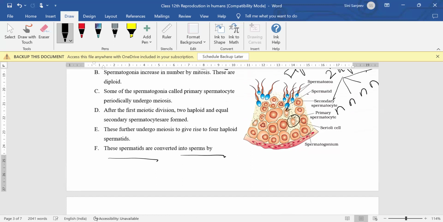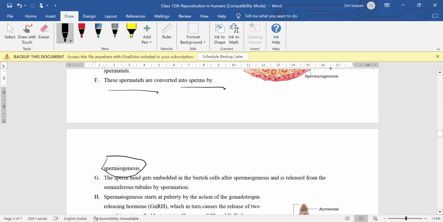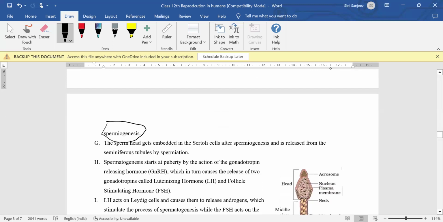So whenever the spermatids or spermatozoa are being formed, they will embed into the Sertoli cells. After the spermiogenesis process, they will be released by spermiation. Spermiation is nothing but the release of the sperms from the body. So in order for this spermatogenesis to occur, I told you hormones play a very important role.